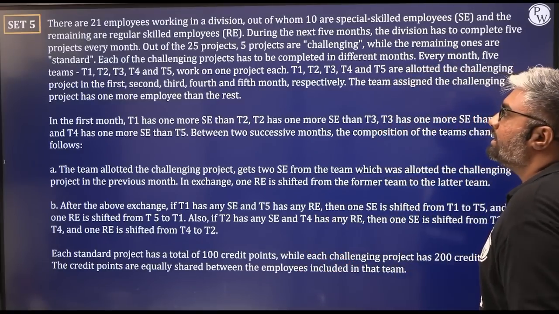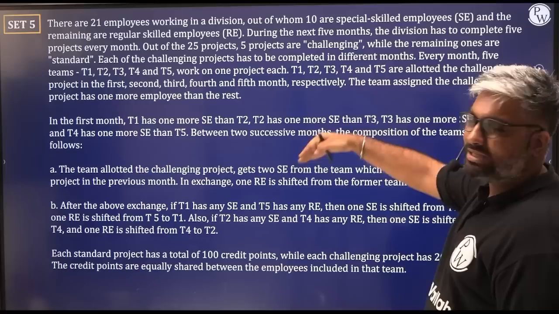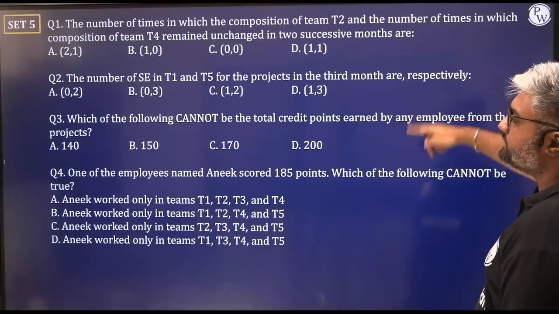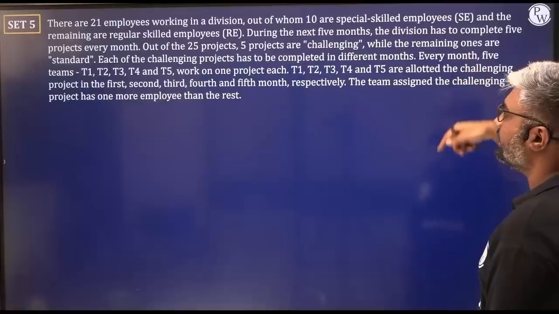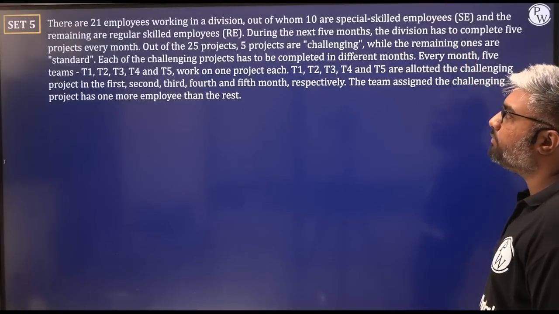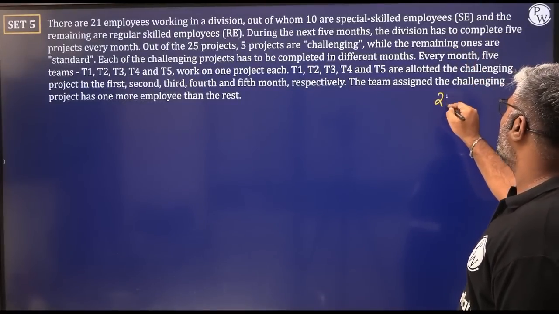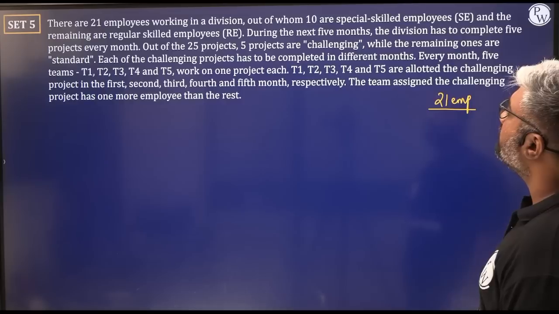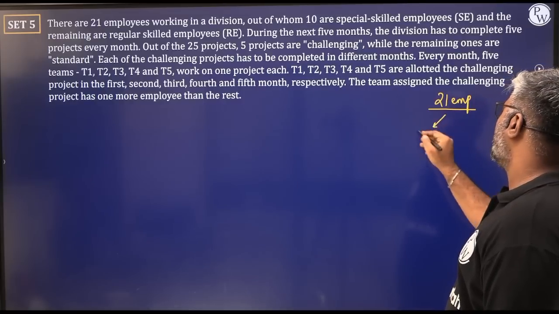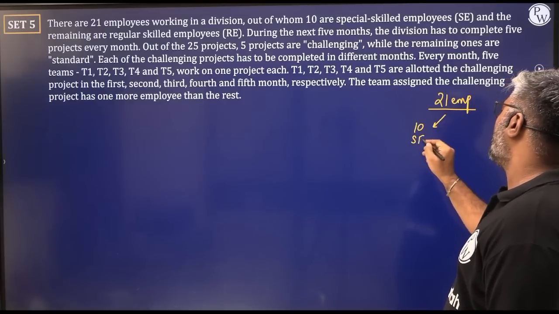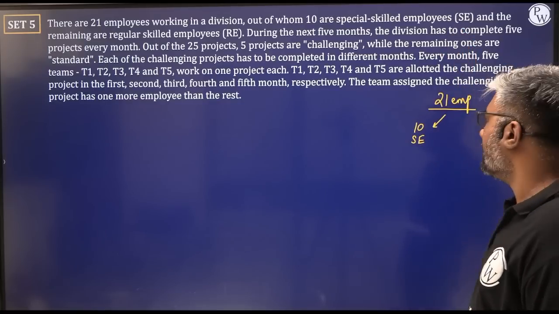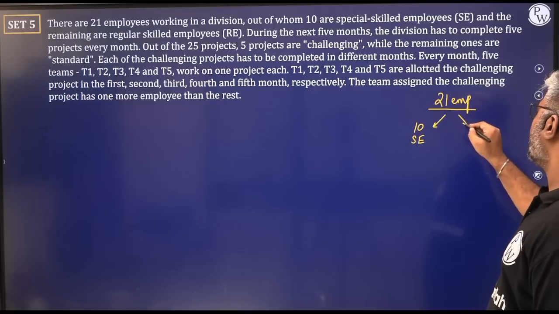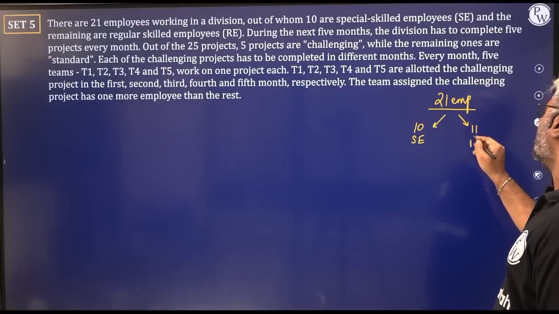ठीक है? So they're saying there are 20. I'm going to split this into paragraphs so that आपको भी पढ़ने में easy होगा और हमें भी समझने में easy होगा. We have the questions. We'll come back to the questions once we are done with reading this. Okay. So they're saying there are 21 employees working in a division. 21 total employees है, किसी division में काम कर रहे हैं. ठीक है? Out of whom 10 are special skilled employees. Okay. 10 are special skilled employees. They've given SE in the bracket, इसलिए मैंने SE लिखा है. ठीक है? And the remaining are regular skilled employees. So out of 21, if 10 are skilled, then remaining 11 are regular employees.